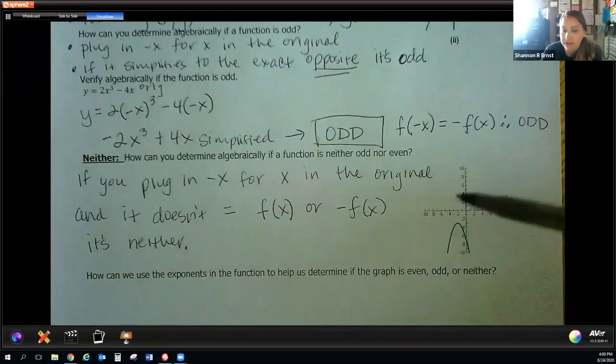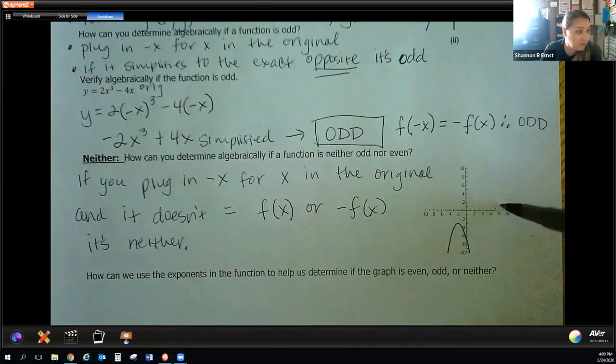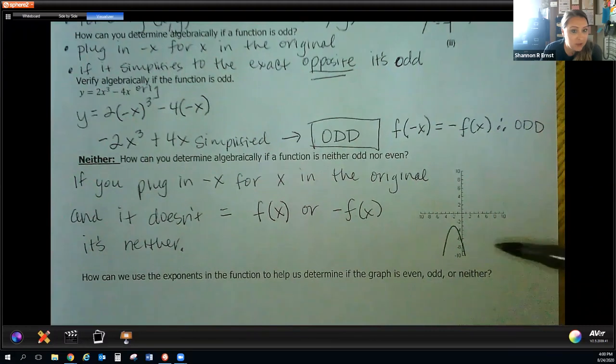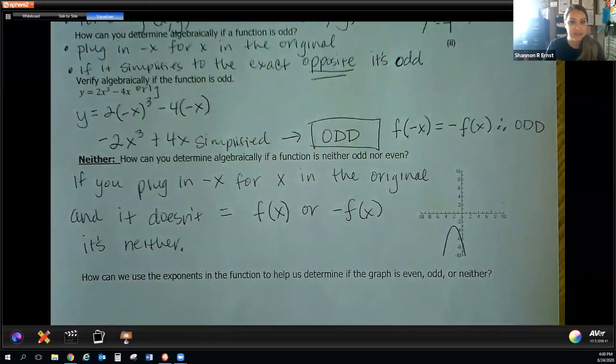Graphically, if it's not symmetric about the y-axis, it's definitely not even. If it's not symmetric about the origin, it's definitely not odd. So if it's neither one of those, then it's neither. So those are the two main ways, graphically and algebraically. There's a third way, and it's kind of a little nifty trick to know.